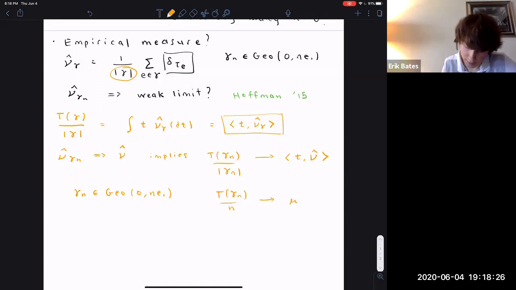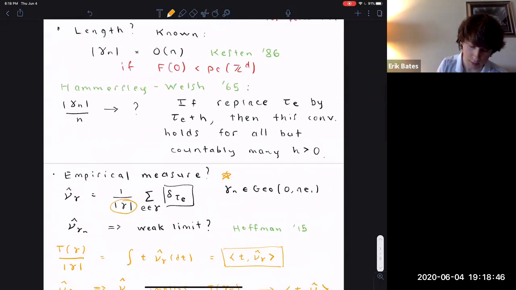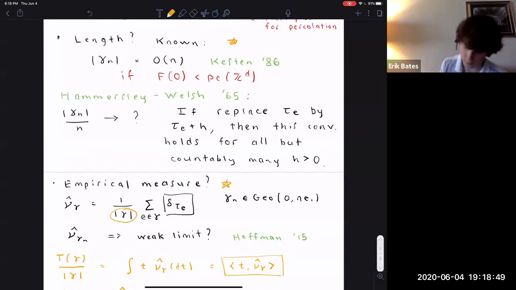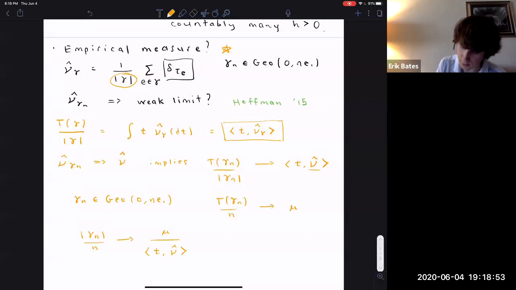So now we have these two facts. If we put them together, we would see that the length of gamma n divided by n converges to mu divided by t integrated against nu hat. So this is to say, if we had a positive answer for this empirical measure question, then we would have a positive answer for this length question. That is, if I know what the limiting empirical measure is, that is this nu hat, then I can write down an expression for the limiting length.